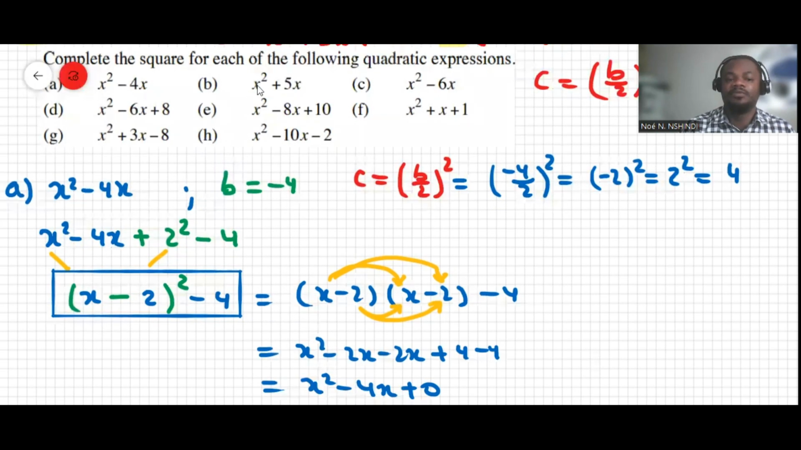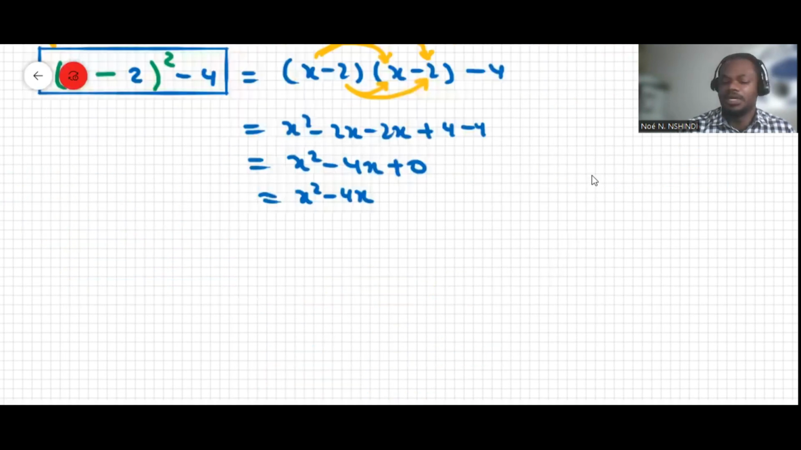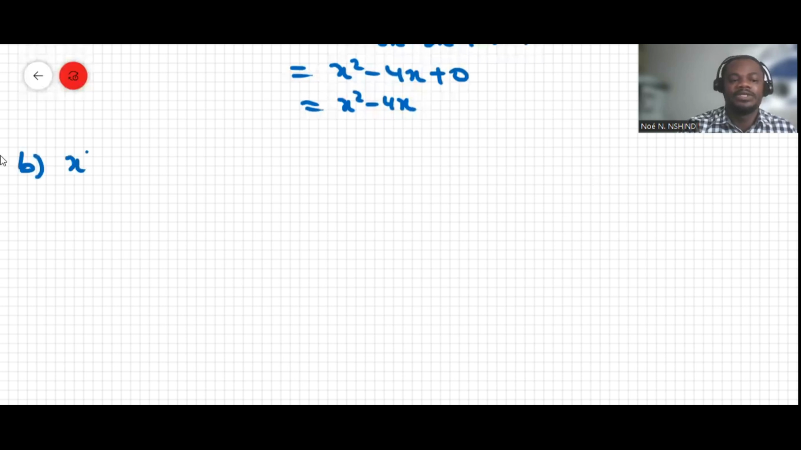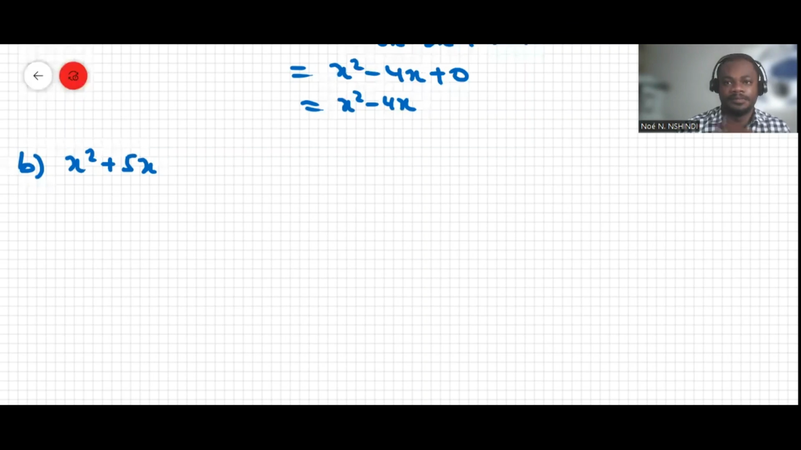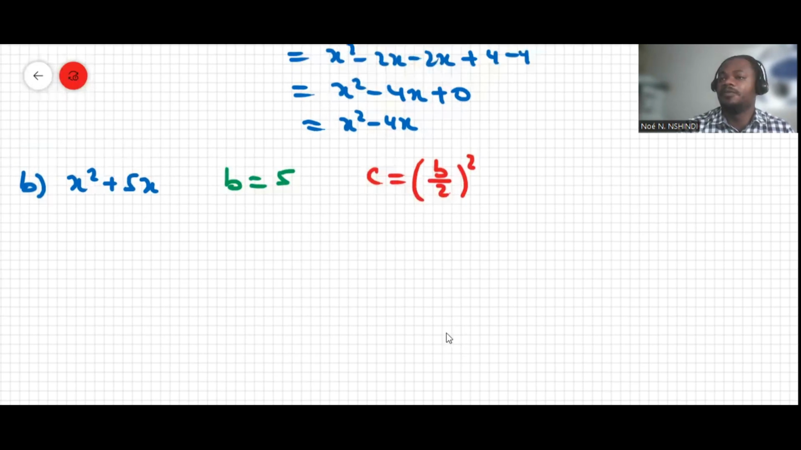Let's take example B. We have x squared plus 5x. We do it the same way. I am going to identify what the b value is. The b value here is 5. Now I know that c must be equal to (b over 2) to the power of 2. This is the formula that will help me get the perfect square form. Now I am going to substitute there, so it will be (5 over 2) to the power of 2, which is what?